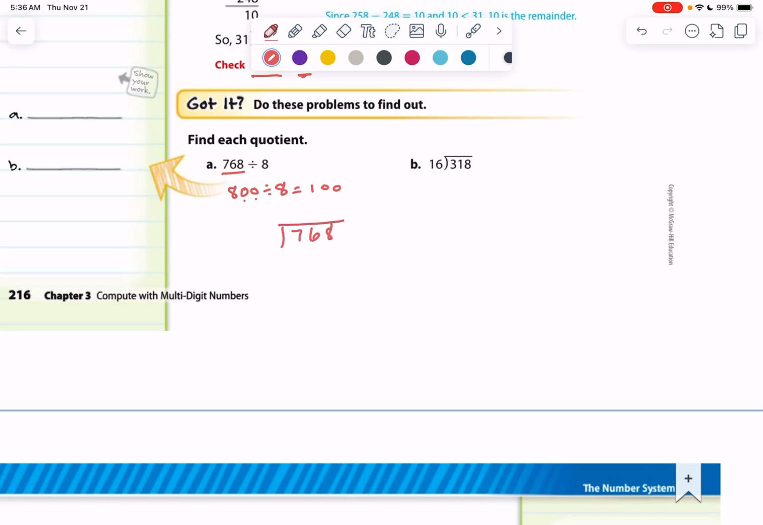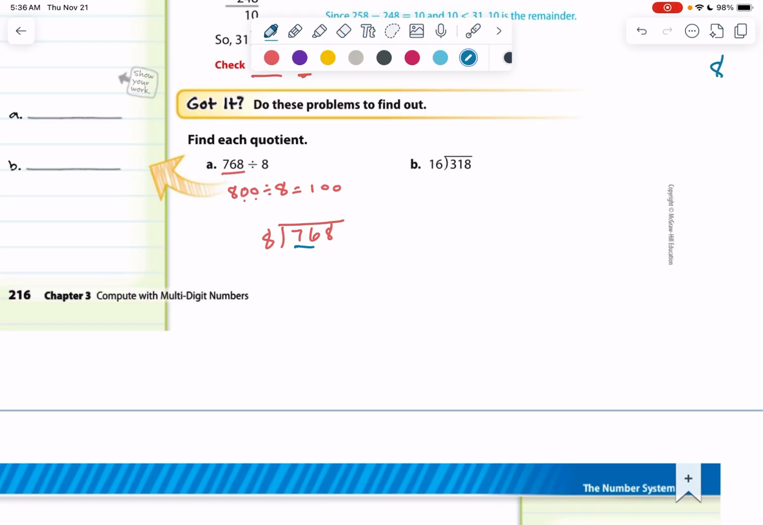768 divided by 8. I'm going to change colors here. 8 does not go into 7, so I'm going to think about 8 into 76. Possibly your 8s are a little weak, so let's skip count by 8s, okay?